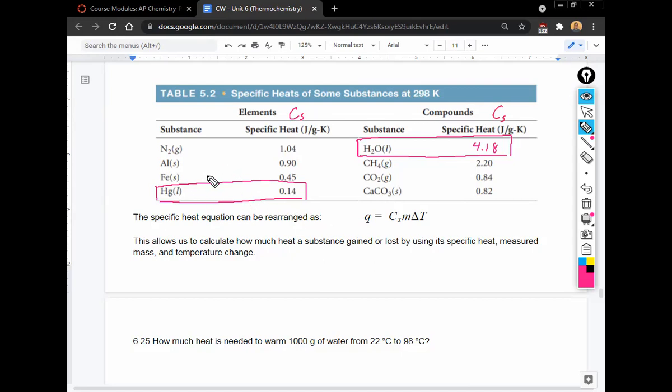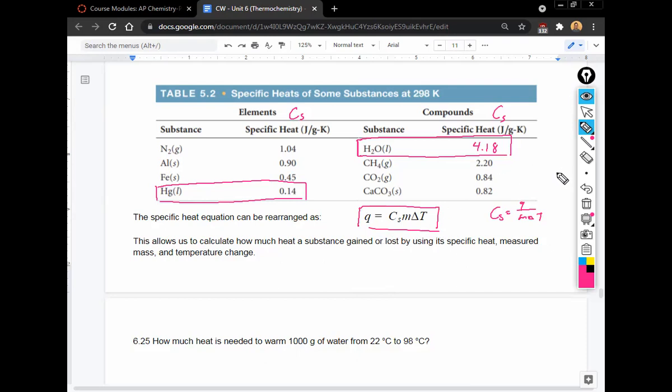Now if we know how much energy it takes to heat up something, we can actually figure out how heat moves around, how much energy moves between two different substances. So what we can do is rearrange the specific heat equation. Remember, CS is Q over M delta T. We can rearrange it into this. Make sure you write this down because this is the form of the equation we'll be using the most often. Q equals CS M delta T.